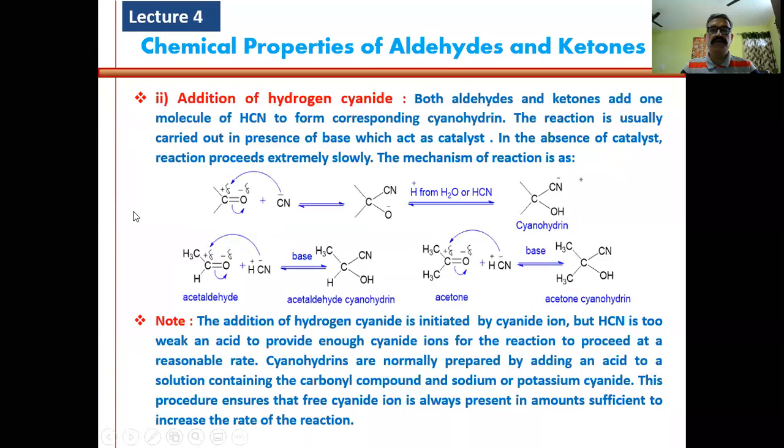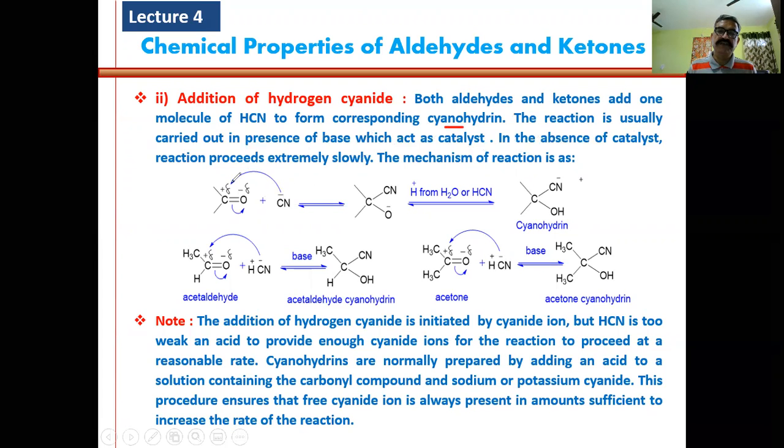Let us move towards next step. Addition of hydrogen cyanide, HCN. Both aldehydes and ketones add one molecule of HCN to form cyanohydrin. Addition product, which we call cyanohydrin. The reaction is usually carried out in presence of base, which acts as catalyst. In the absence of catalyst, reaction proceeds extremely slowly.